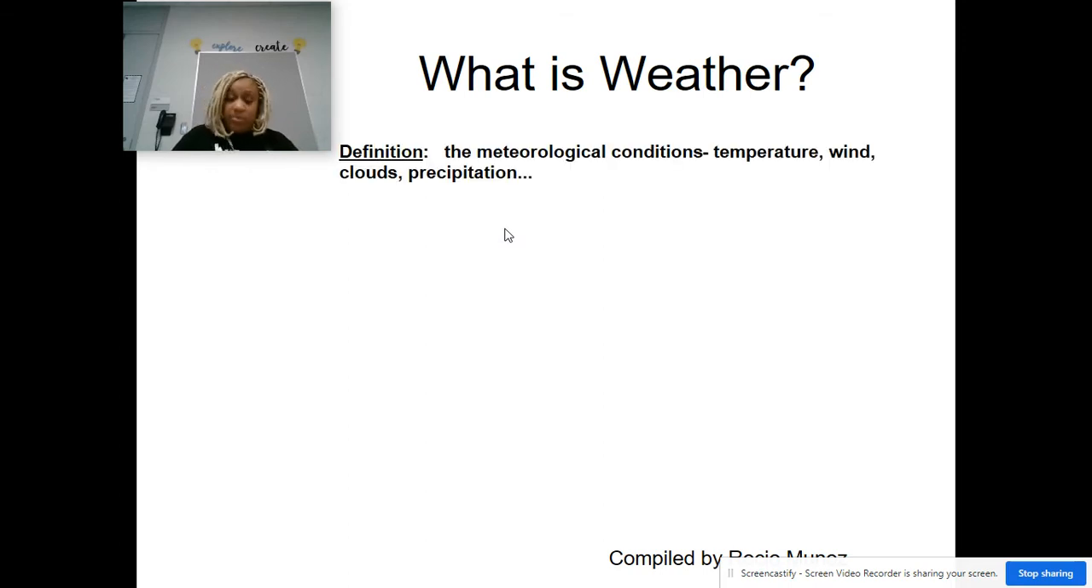The meteorological conditions: temperature, wind, cloud, and precipitation. And we go into more detail about weather throughout the week. So please take notes. You should be taking notes right now. Pay attention to all of your videos and your assignments.